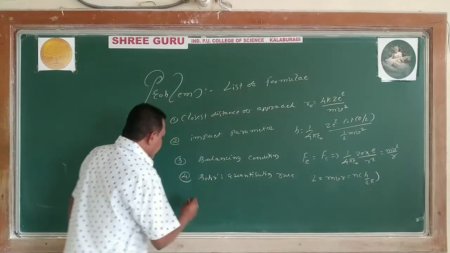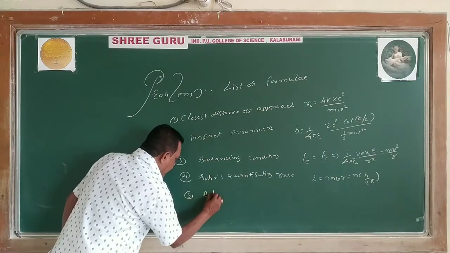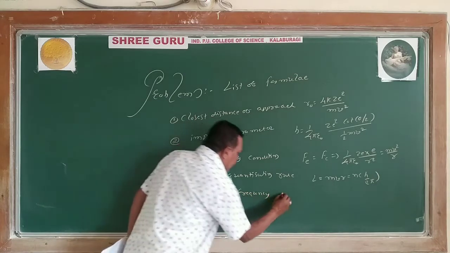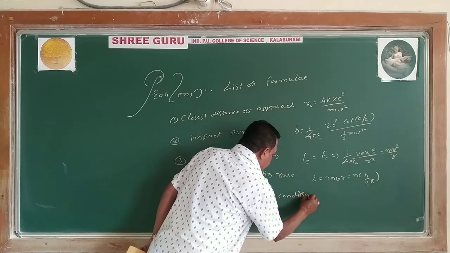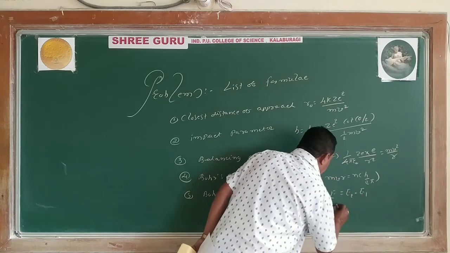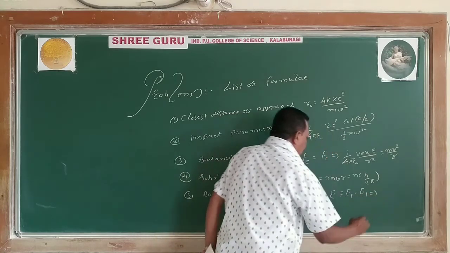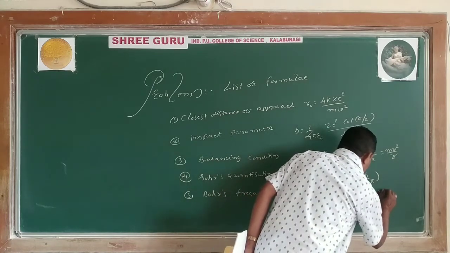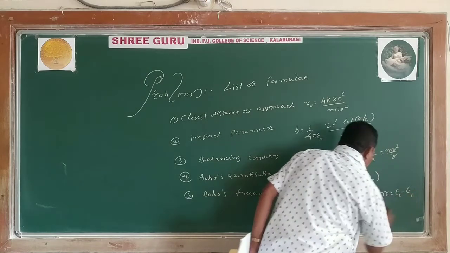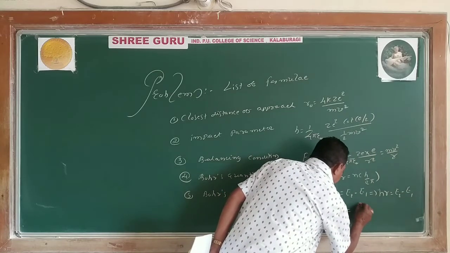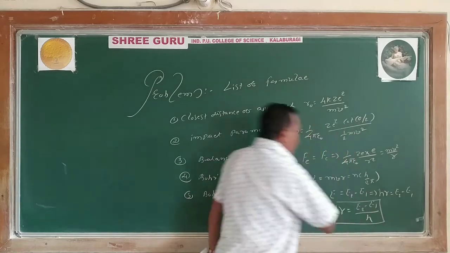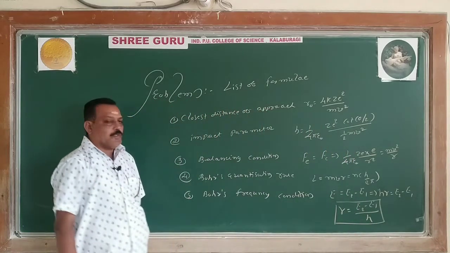Then Bohr's frequency condition: E equals E2 minus E1. The electron jumps only to the permitted orbit, from a higher orbit to a lower orbit, and only then it gives out the energy h nu equals E2 minus E1. Then nu equals E2 minus E1 divided by h, where h is the Planck's constant. Now, these are the equations.